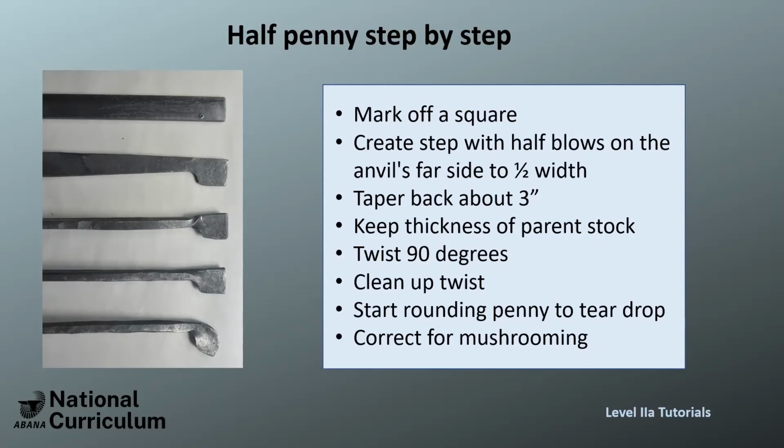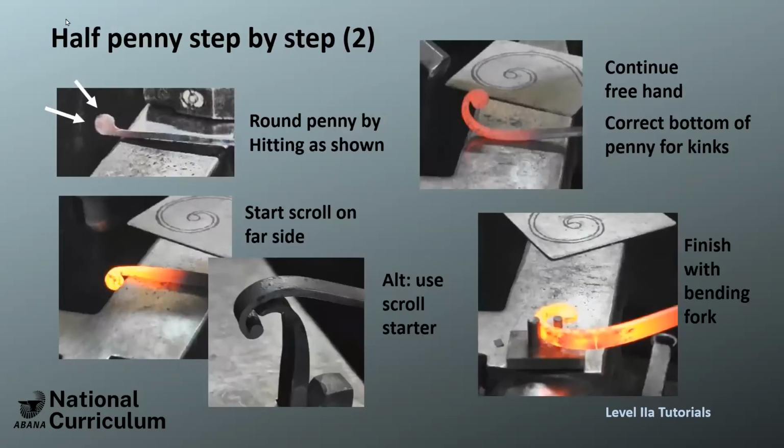I show you here just to get off the upper right corner of the square end and the lower left corner. And then we end up with kind of a teardrop. Next step then is to hit, like I've shown here with my little arrows, from the side and from the top side, and start curling in at the same time and round the penny that way.